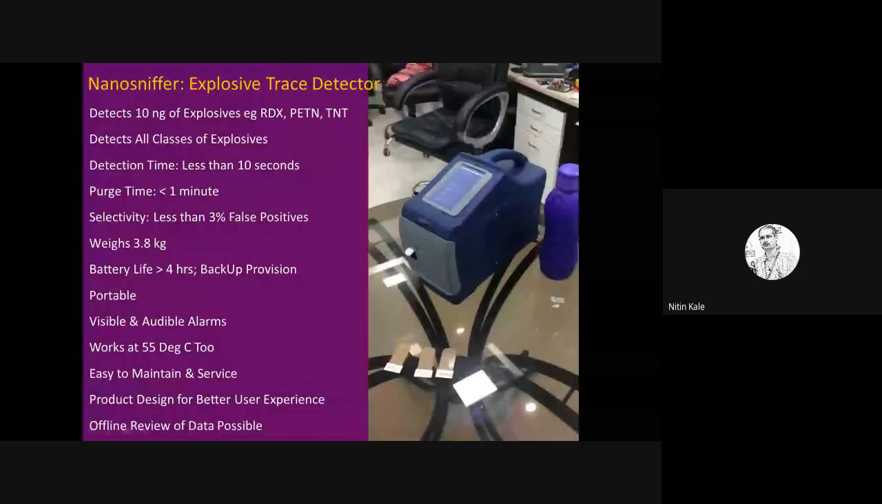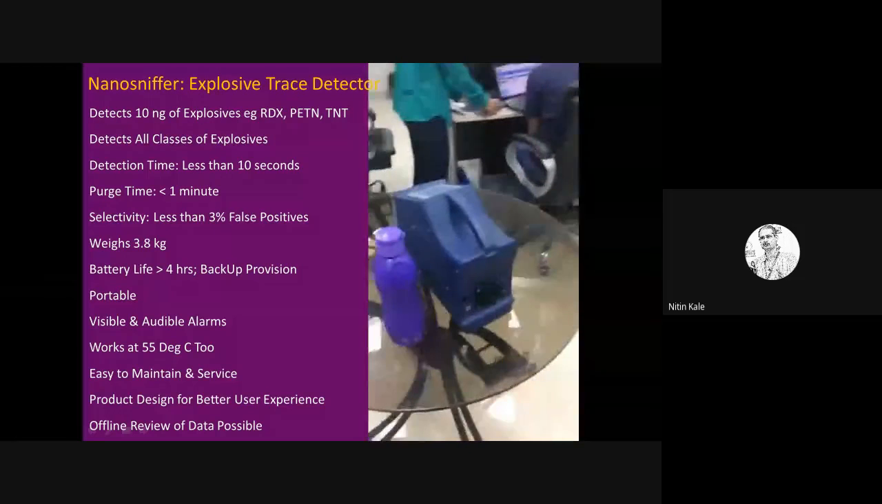This is the Nanosniffer instrument that we have developed, and we have actually started marketing it also, showing demonstrations. It detects all types of explosives, even less than 10 nanograms. We require hardly 8 to 10 seconds to detect. It's a handheld, light, battery operated device. It works at high temperatures also. Somebody said that you are from Nagpur, so it will work at Nagpur's 48, 49 degrees Celsius also. So I'll just show a demo of that. So you go around that.